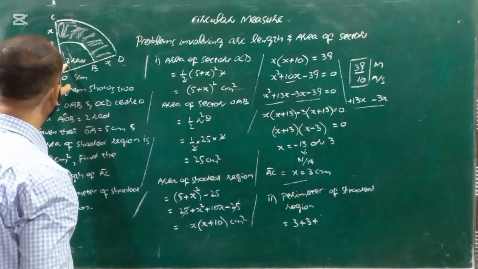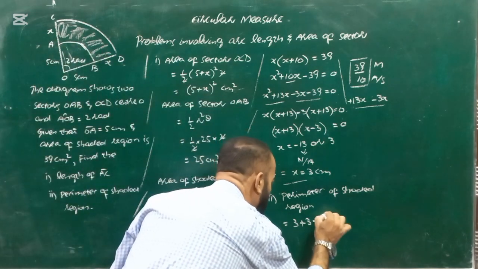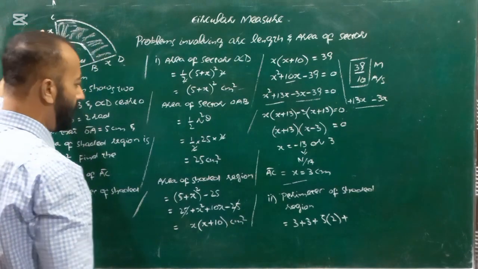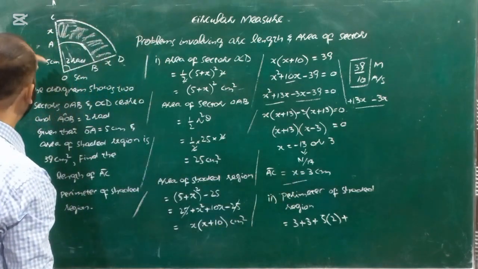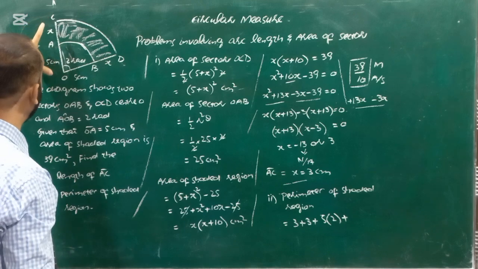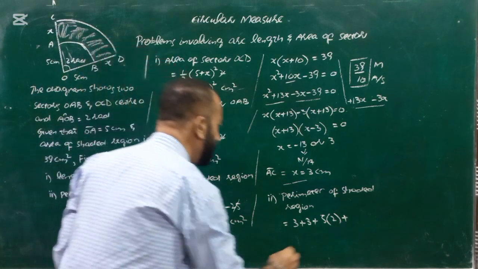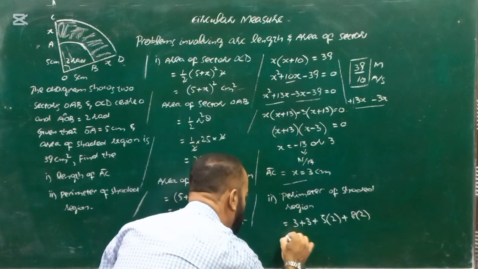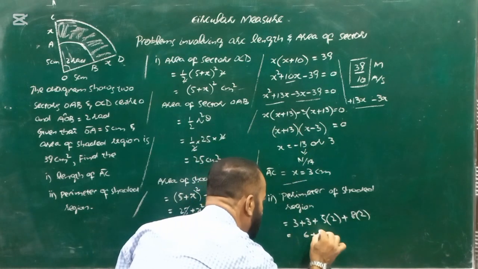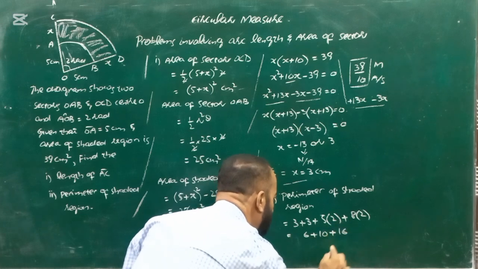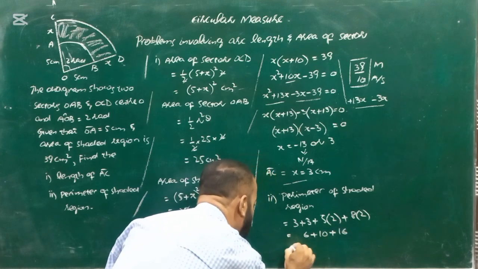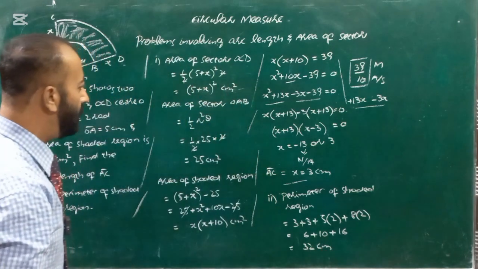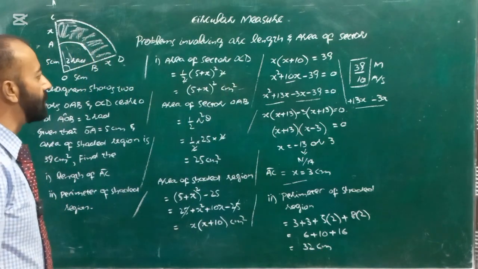So 5 into 2 plus greater arc, s is equal to r theta, because x is 3, so r will be 8 for the bigger sector. So 8 into 2. Solving it further, so 6 plus 10 plus 16. So 16 plus 16, 32 centimeter is the perimeter of the shaded region. So this is the answer.